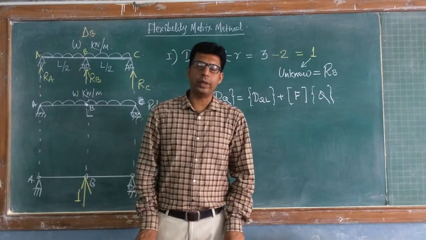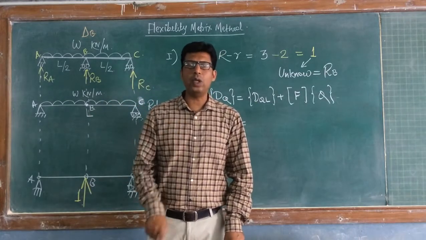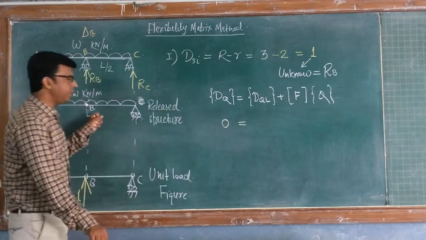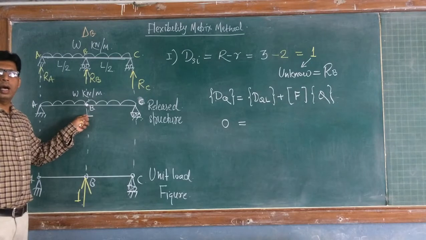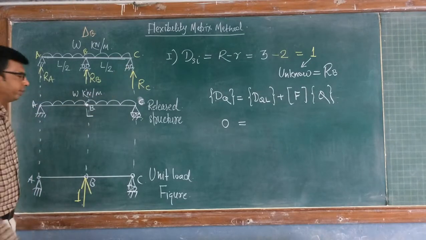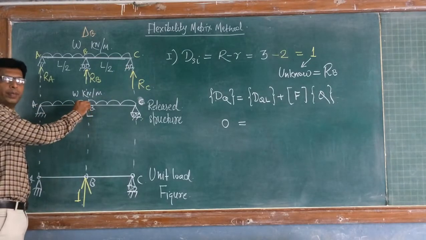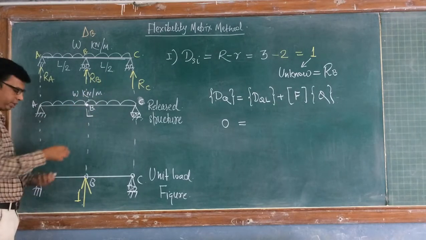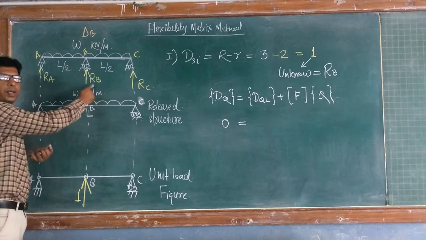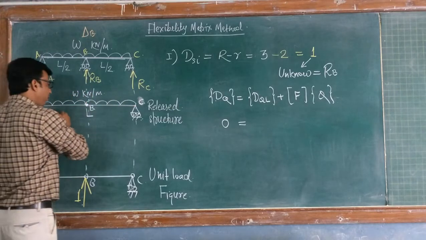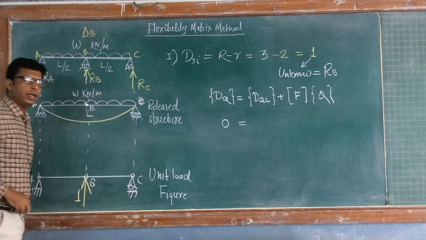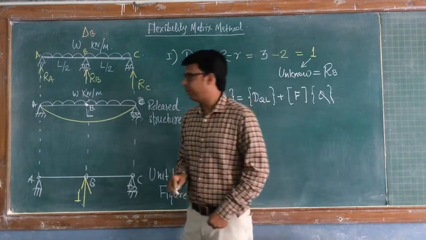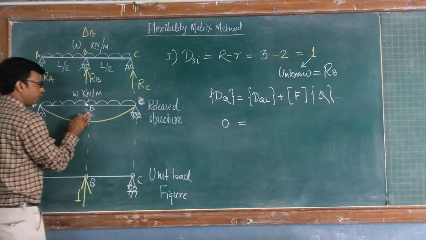Now DQL stands for the displacement corresponding to the unknown reaction in the release structure. This is the release structure. Our unknown reaction is RB. So what is the displacement at point B? A simply supported beam subjected to UDL will deflect like this. So what is the deflection at point B?